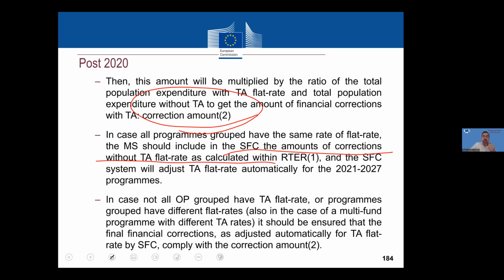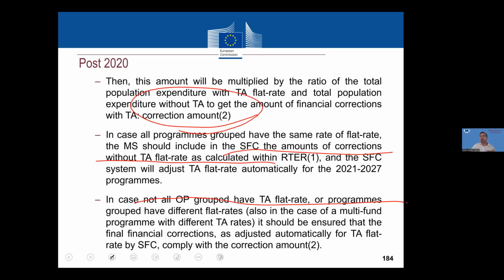It's the case where not all the group programs have the same flat rate, or as I said, some of them have a flat rate and some don't have. In this case, you have to ensure that the final financial corrections will comply with the correction amount 2, which is the correction amount where we amplify this amount by the flat rate correction. Okay, this is the only thing to do.